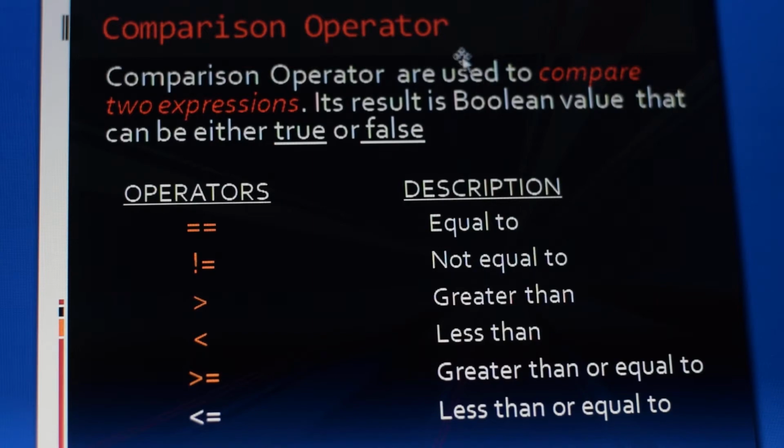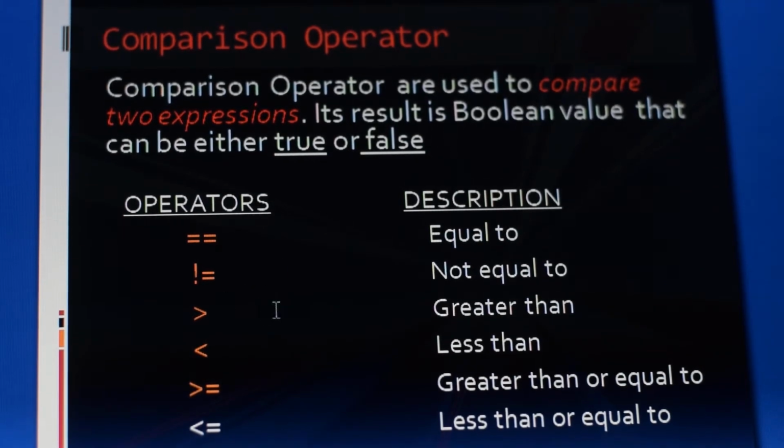Next is comparison operator. Comparison operators are used to compare two expressions. It results in a Boolean value, that is either true or false. The comparison operators are equals to, not equals to, greater than, less than, greater than or equals to, and less than or equals to.